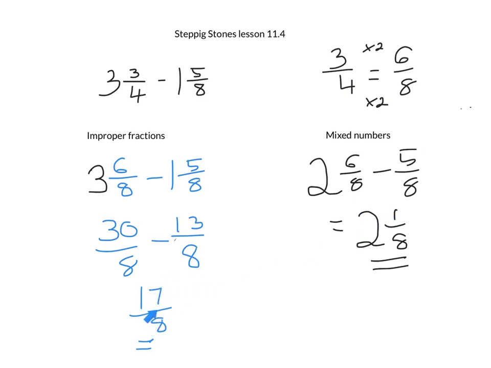And if you wanted to convert the improper fraction to the mixed number, remember this line also means divided by. 17 divided by 8 is 2 wholes, remainder 1. And because we're dividing by 8, it's worth 1/8. These two values are the same. Okay, let's go on to the next example.